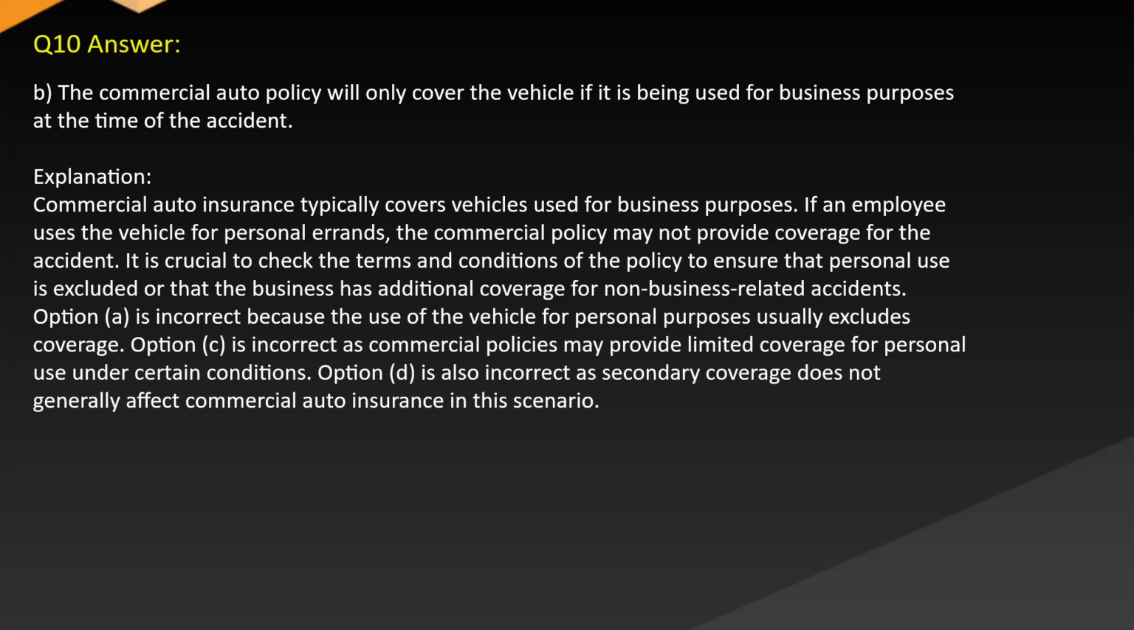Option A is incorrect because the use of the vehicle for personal purposes usually excludes coverage. Option C is incorrect as commercial policies may provide limited coverage for personal use under certain conditions. Option D is also incorrect as secondary coverage does not generally affect commercial auto insurance in this scenario.